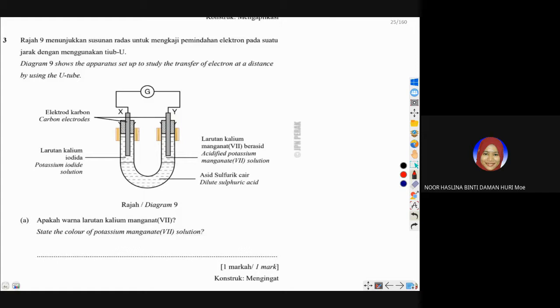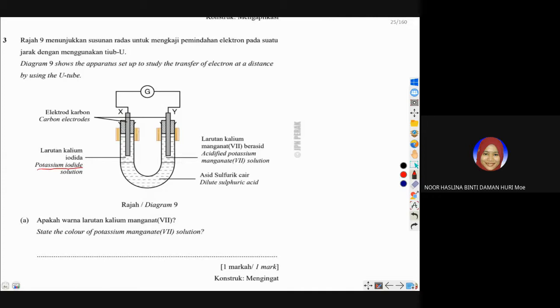Okay, we have the U-tube. So this U-tube also, same function with voltage cell because we have galvanometer and then we have the dilute sulfuric acid as a salt bridge. Okay, so the electron can flow. Now we have both electrode carbon. Sini yang paling mudah you tengok dulu. What is the ion present in the electrolyte? At the left side sini we have potassium iodide.